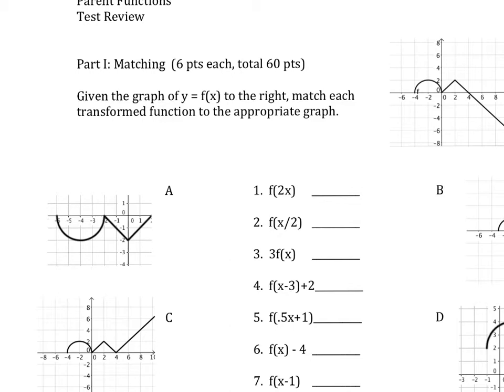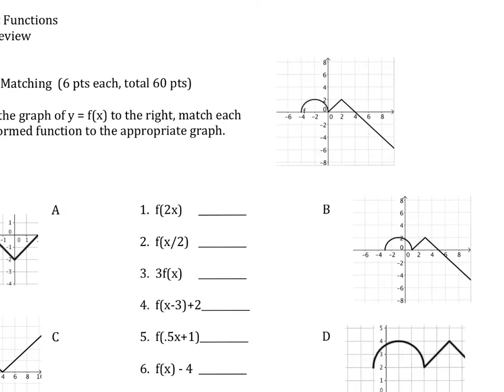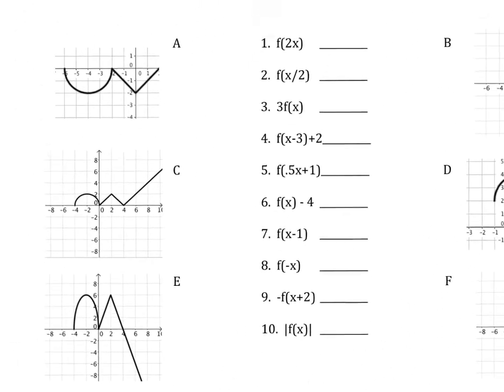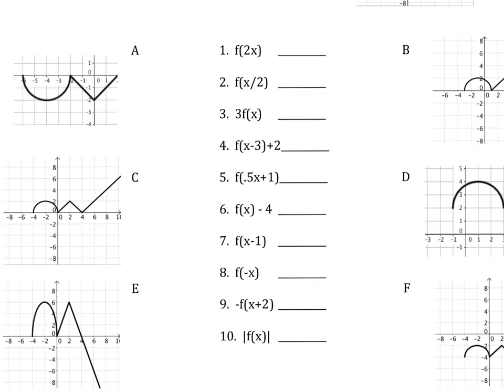So we have in the upper right corner the parent function, and we have all the way around here a series of transformations of that parent function. You have to pay attention to the grid. Sometimes the grid is in units of 1, and sometimes the grid is in units of 2.